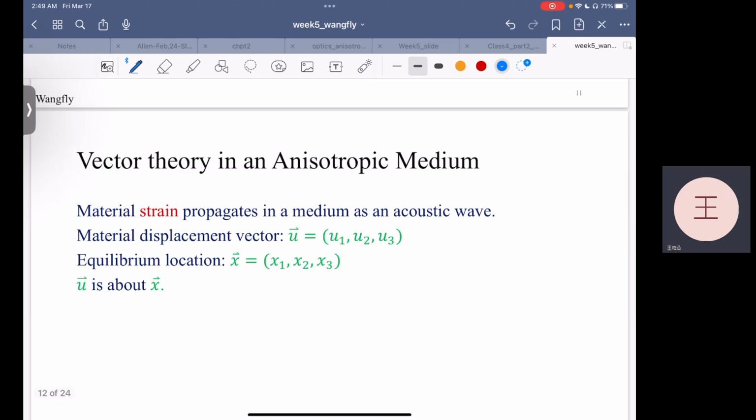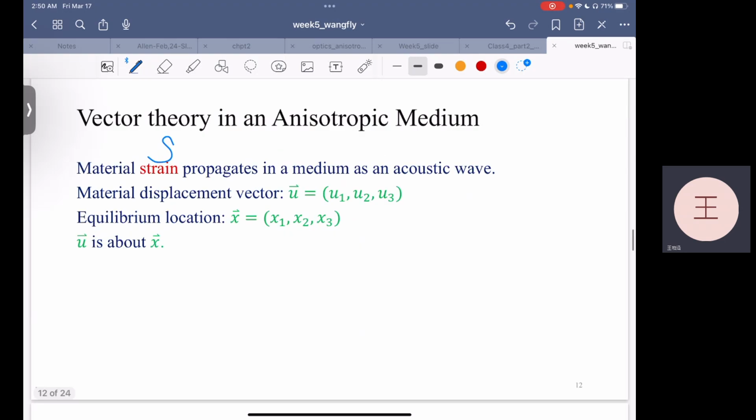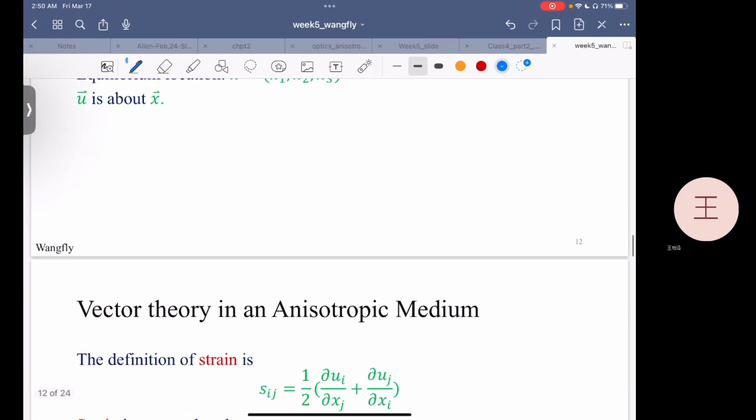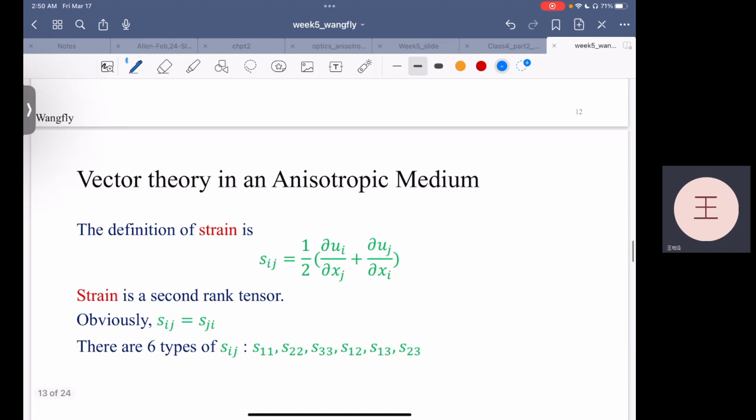Just as in the previous lecture, where the last speaker talked about the strain for the acoustic wave, let us take another perspective to understand it. The strain propagates in the medium as an acoustic wave. We have the displacement vector and the equilibrium location. Now, the strain is defined in this form.